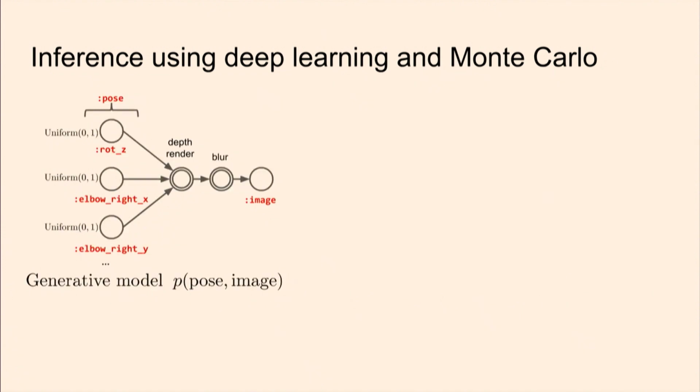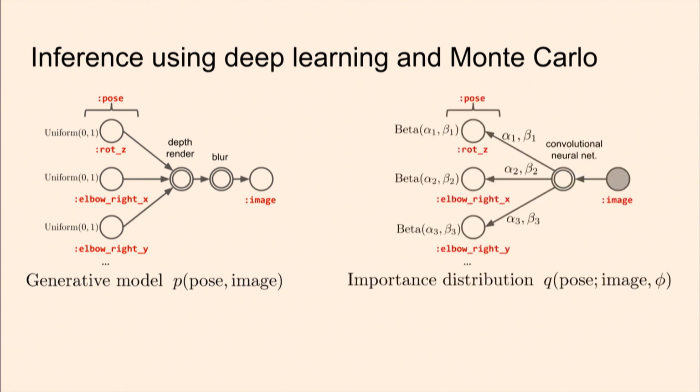In this example, we're going to use an amortized inference approach. This is the generative model in graphical model notation on the left, and here's our importance distribution in graphical model notation on the right. Basically, there's going to be a convolutional neural net, which we're going to implement in a TensorFlow module, that's going to parameterize a bunch of beta distributions on the parameters of the pose. And we're going to train using this sleep phase, or amortized inference, objective.